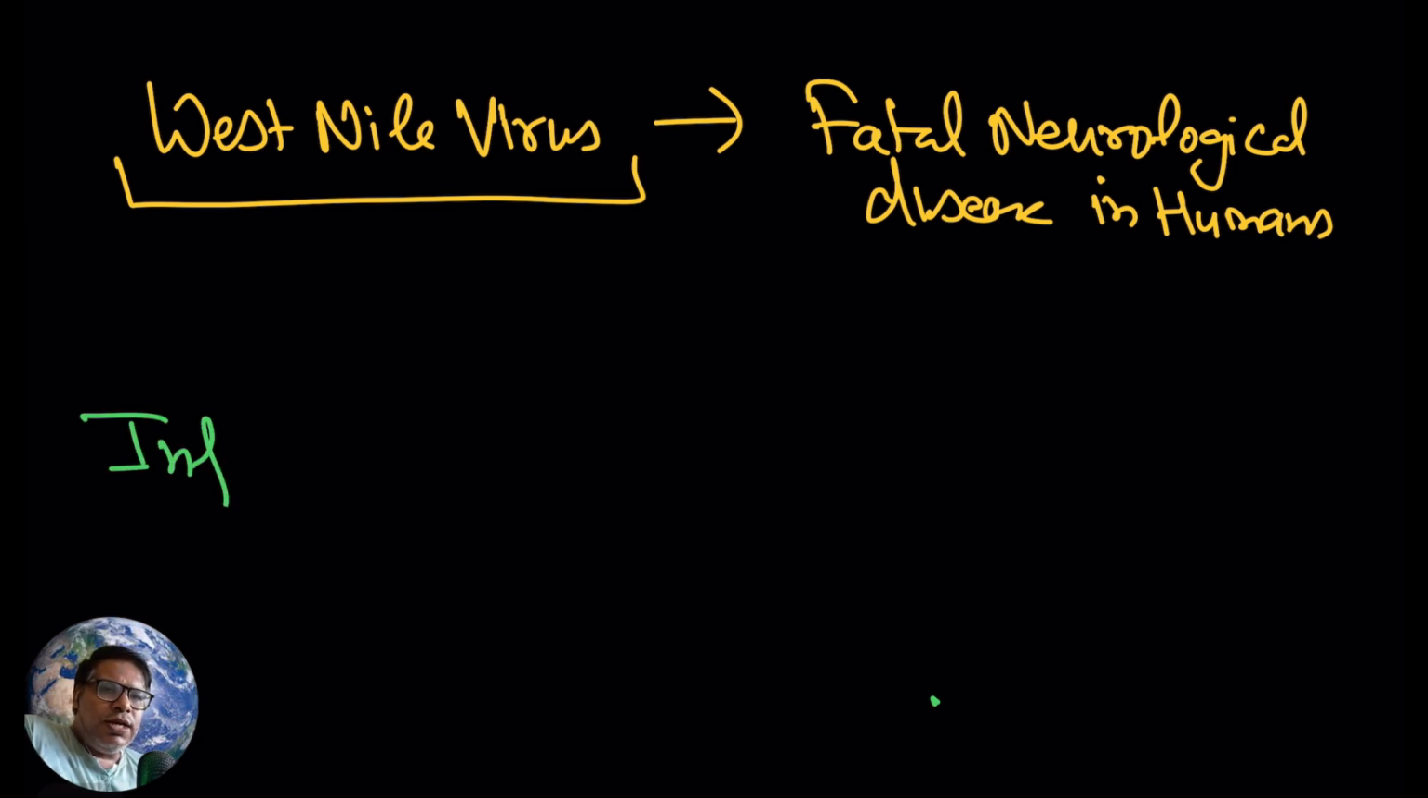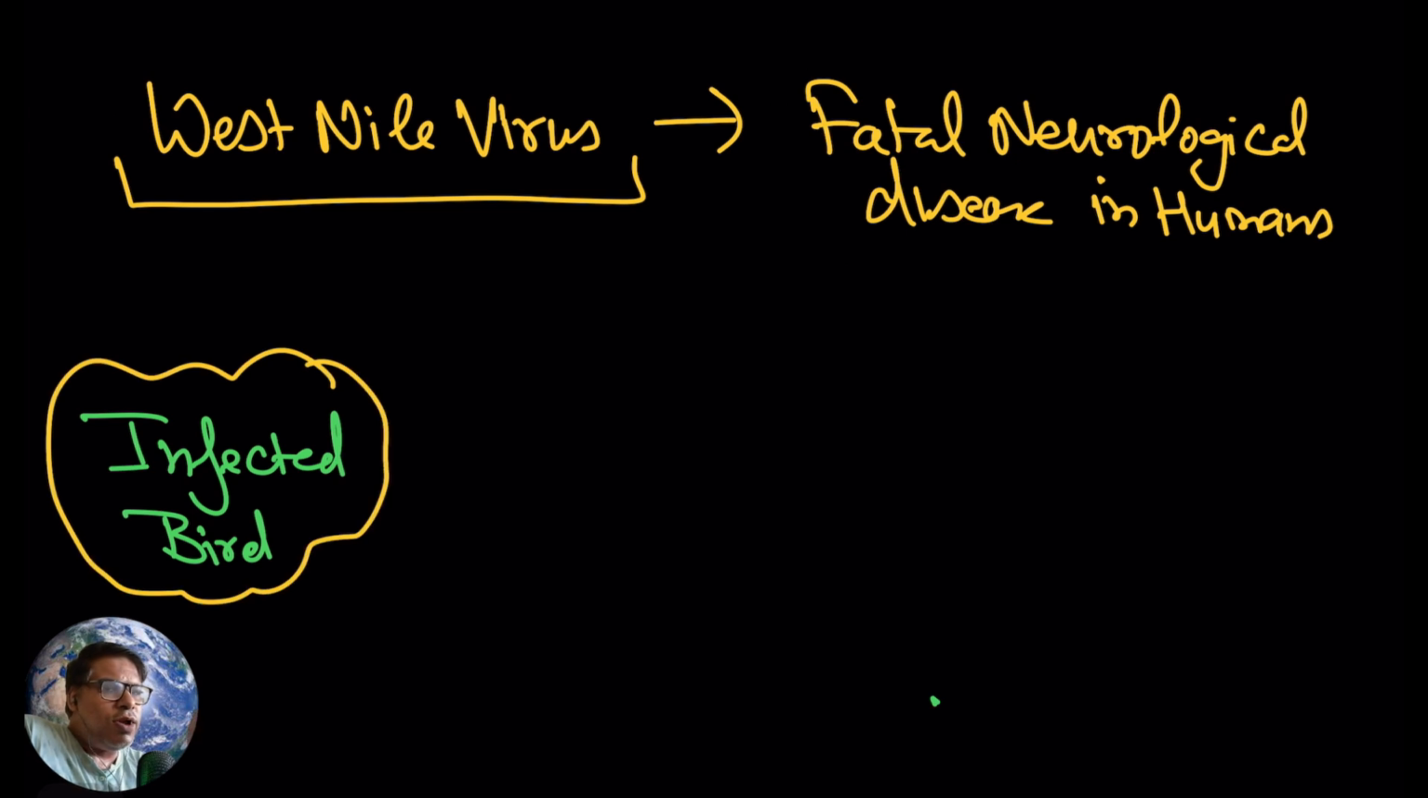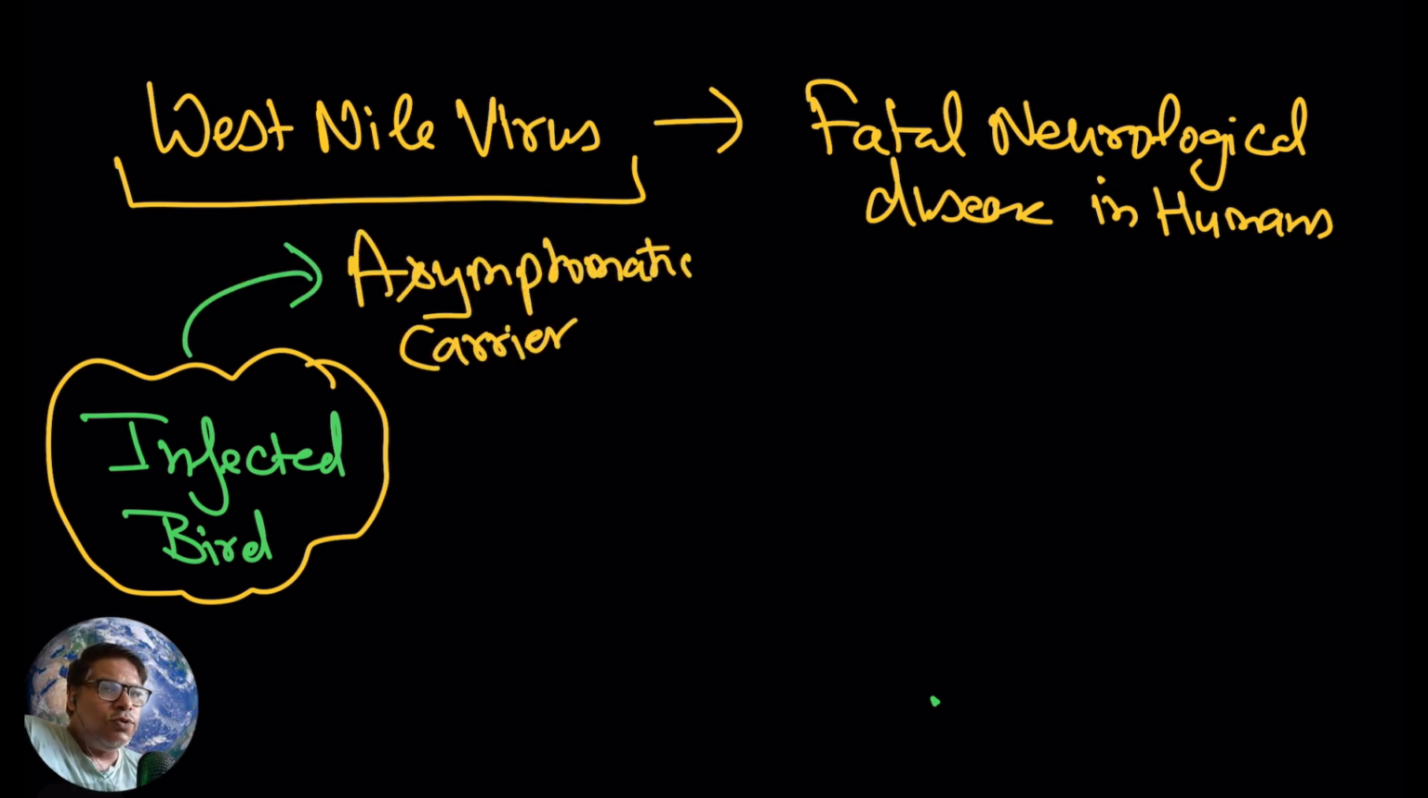Now try to see here. Generally this virus can also infect the birds. In the infected birds, you are not going to see the symptoms of the disease. So in the case of reservoir host, as I have told you, the hosts are asymptomatic carriers of the disease. Hopefully you understand this.